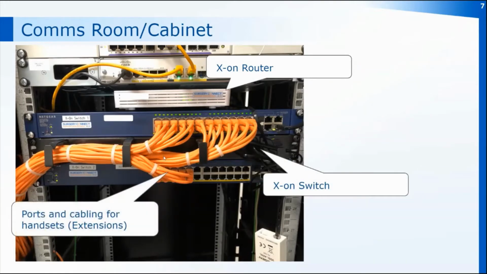This is the cabling that is then going off to the extensions within the practice. So that would be the handsets on the desks via the ports on the wall. Down at the bottom of the picture here, you can actually see the broadband microfilter. So this is where the broadband is coming into the practice, and that's connected to the back of the router via a DSL cable. So that's the black cable that you'll see going from the microfilter to the router itself. And that's how the broadband is connected to the practice for Surgery Connect.